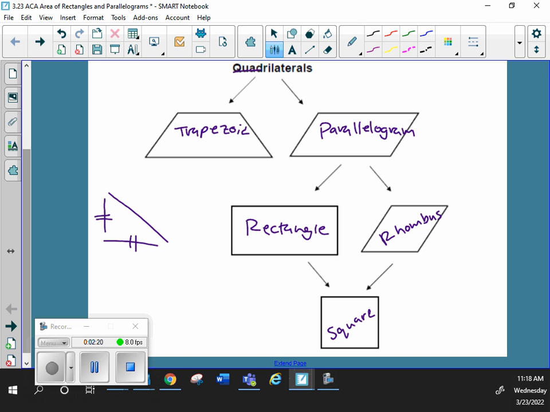So starting with trapezoids and parallelograms, the difference between the two is that trapezoids have one set of parallel lines, and a parallelogram has how many sets of parallel? 2, okay? The way that we show that lines are parallel is with arrows. So on a trapezoid, in this one specifically, the top and the bottom lines are parallel. So we do a little arrow to show that.